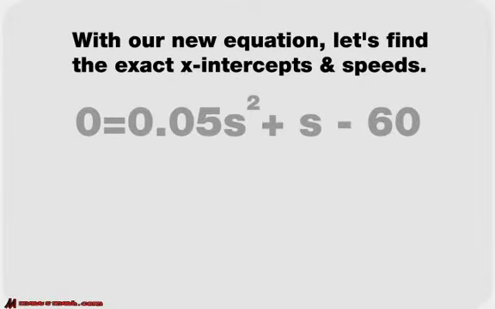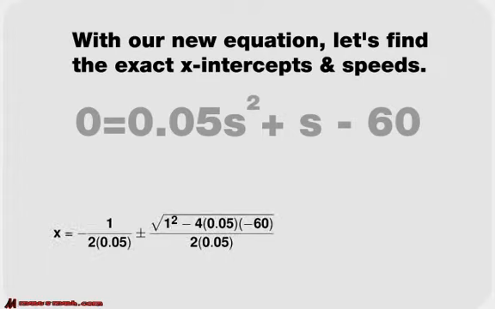So with our new equation, let's find the exact x-intercepts in speed with this equation. Plugging all the numbers in. Our a is 5/100 times 2. Our b is 1. Bam, plugging all the right numbers in. Those minuses, again, become negatives, okay? And then you find that you get this: negative 10 plus or minus the square root of 13 over 1/10.